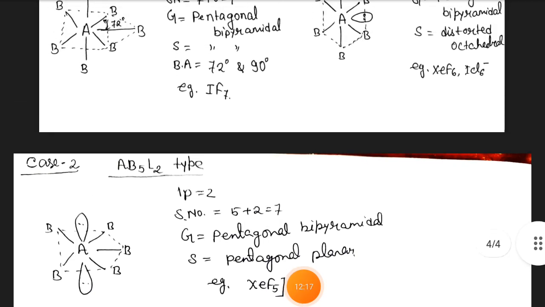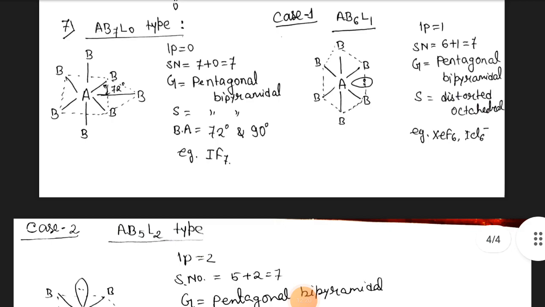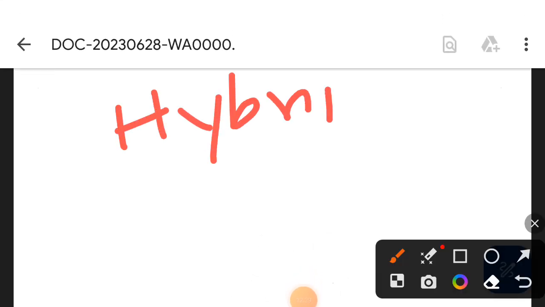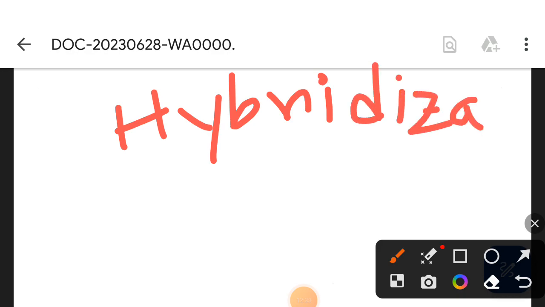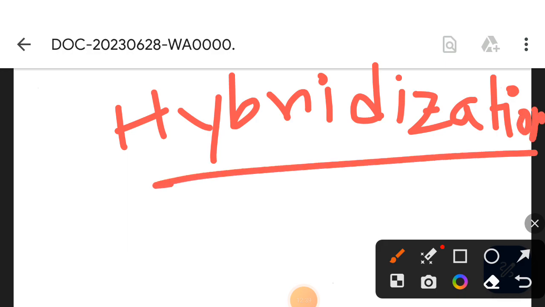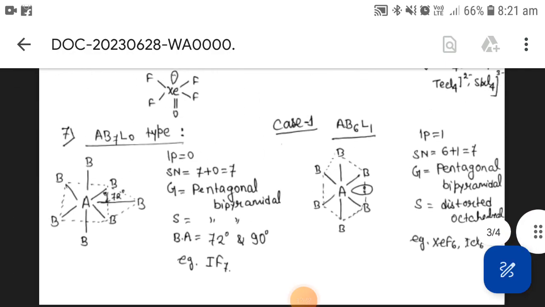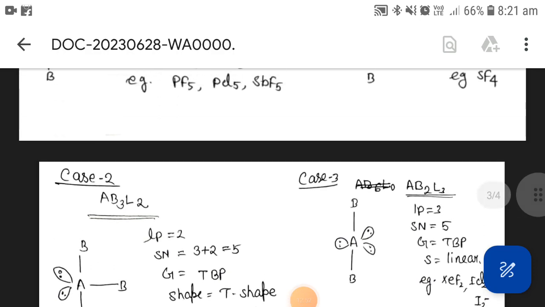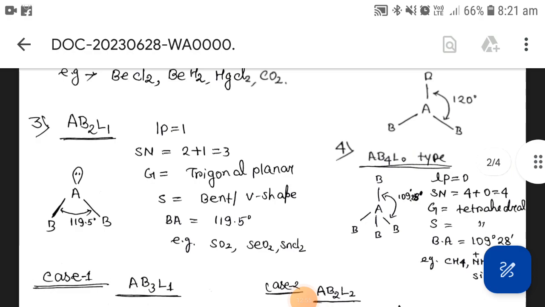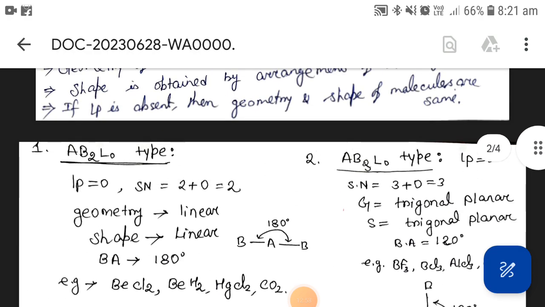So these are all types of structure you can remember, but if you read the hybridization concept, then you will get this molecule easily. You can draw this molecule easily. But this is not in your syllabus, so I will not explain this. If you can read from books, you can easily draw the structure of this type of molecules.